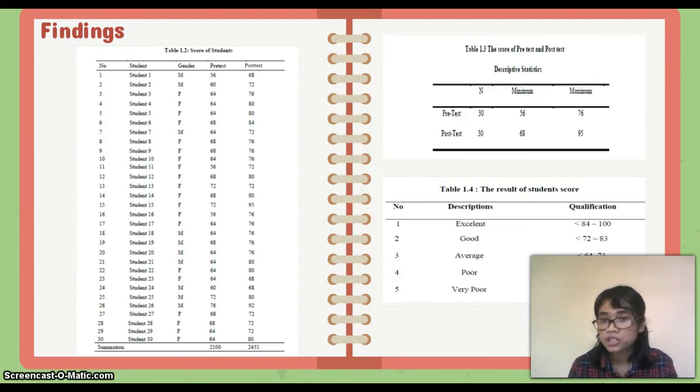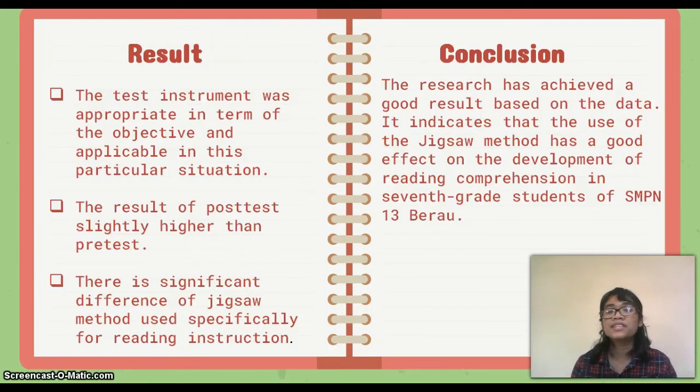And the third table is the result of student scores. It means the qualification based on the student score. If they have 84 until 100, it means they are excellent. And if they got 72 until 83, it means they are good, and so on. And based on that research finding, we can take three results from that.